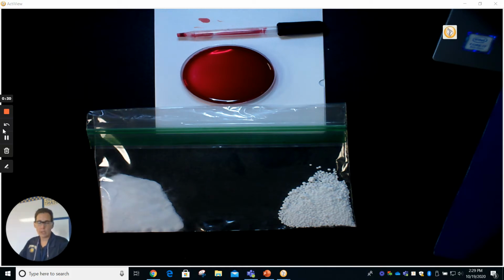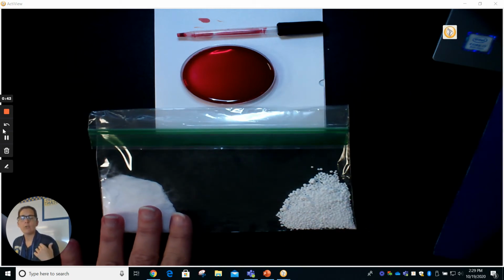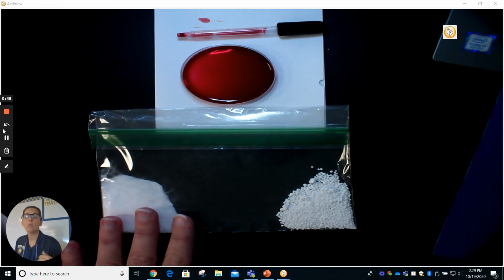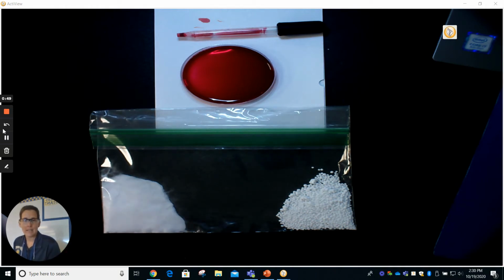So the first thing we're going to do is come up with a hypothesis. And remember, a hypothesis is that if-then statement. So we have these three different chemicals. We're going to mix them together, and I want you to make a hypothesis and tell me what you think might happen mixing these things together. So let me tell you a little bit about them first.